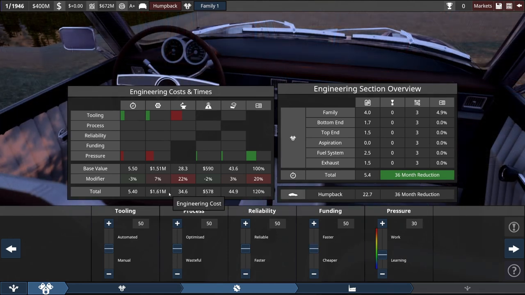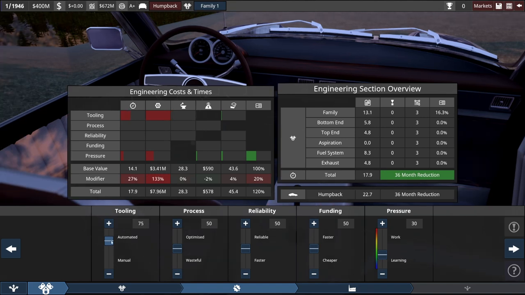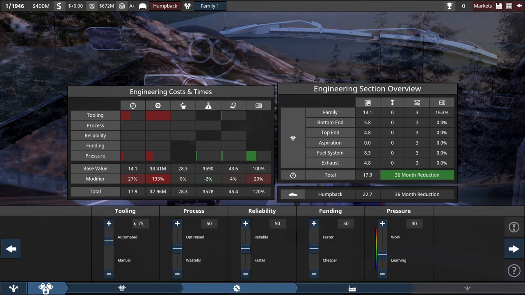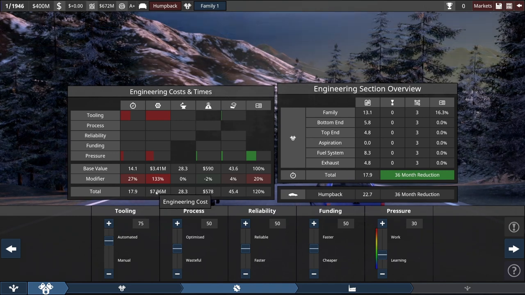Funding can stay where it's at because it's not costing us much. $1.6 million when we started with $400 million in the bank, that's nothing to us. We are going to up the tooling, and that's going to save us on labor hours per engine made so that we can make more engines for cheaper. And process is going to go up a little bit too. That costs us labor hours but saves materials. Reliability, bring that up. All right, now they're both going to finish in 23 months.